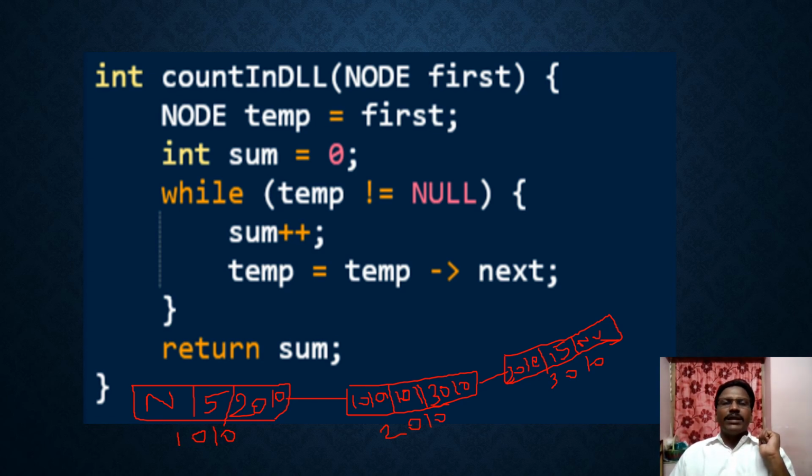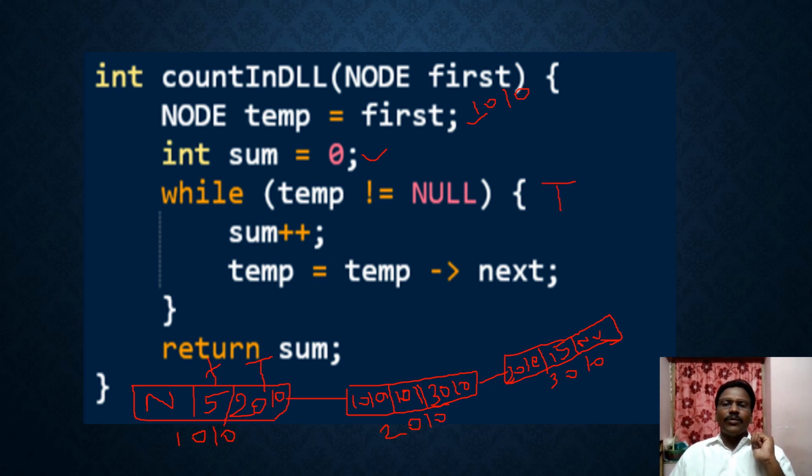Now, count DLL. Node first. Note this is for the first, 1010. Node temp equal to first. It means after the statement, temp is also representing 1010. Int sum equal to 0. Now sum value is 0, the initial value. While temp not equal to null. At present temp is representing 1010.